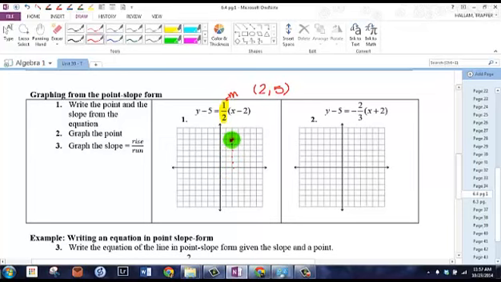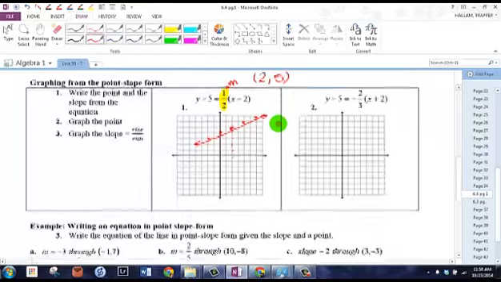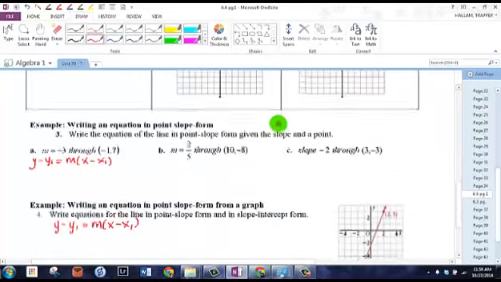There's my point. And now I'm going to go ahead and do my slope, which is rise over run, positive 1, positive 2. So I'm going to go up 1, right 2. I can repeat, and I can go the other direction, down 1, left 2. So I'm going to do that a few times, and then I can draw my line. Whoa, again, pretty tough. I know I missed, but you get the idea. Okay, so there's the equation for a line. Graphing, pretty easy. Looks funky, but is easy.